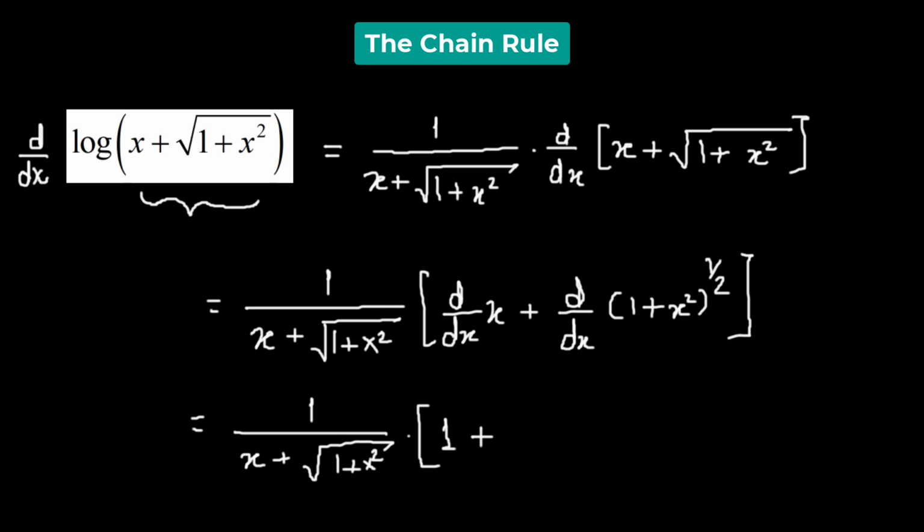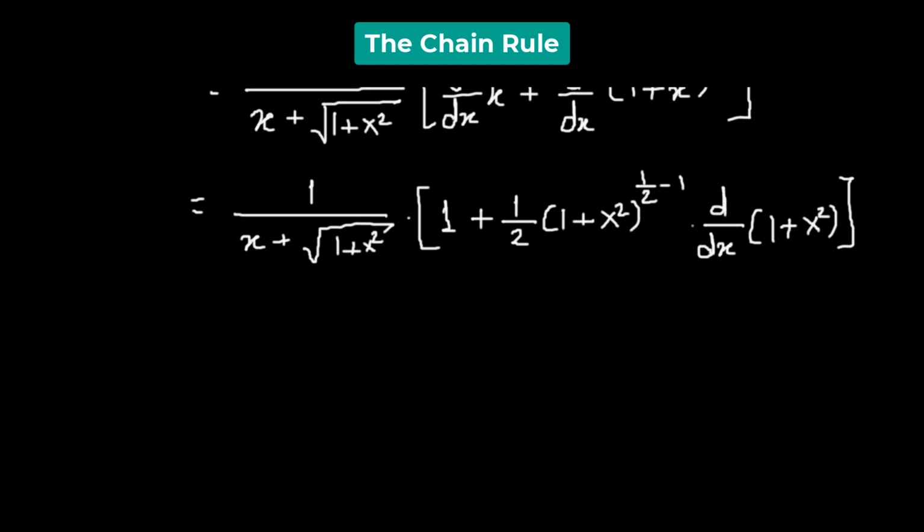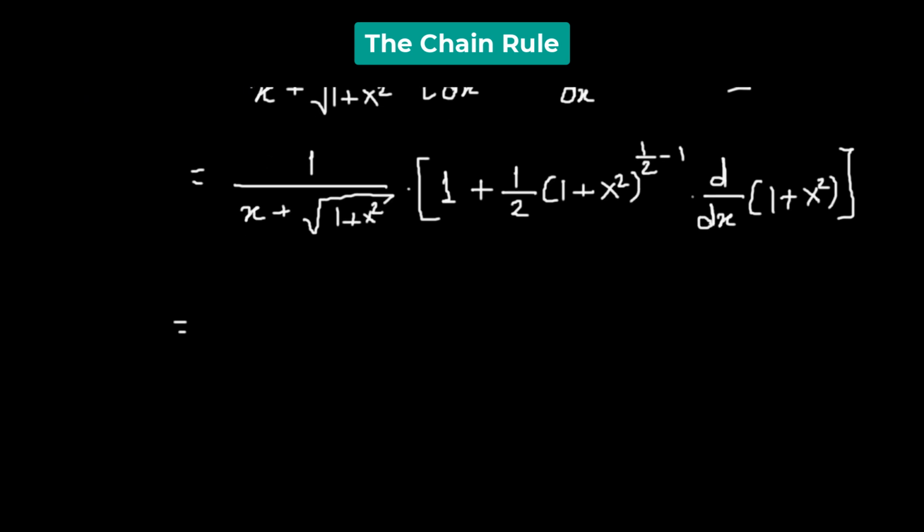Now for the second derivative, we are again going to apply the chain rule. So here we are going to consider the 1 plus x squared. If it were x, then we have x raised to the power of half. So we have half multiplied by (1 plus x squared), which we are assuming to be x, raised to half minus 1, multiplied by the derivative of the assumption, which is 1 plus x squared.